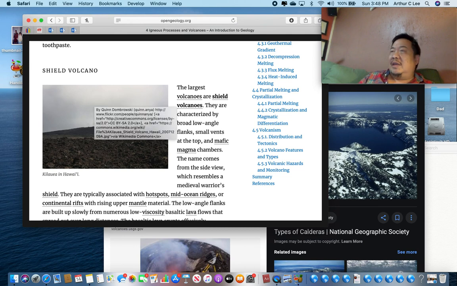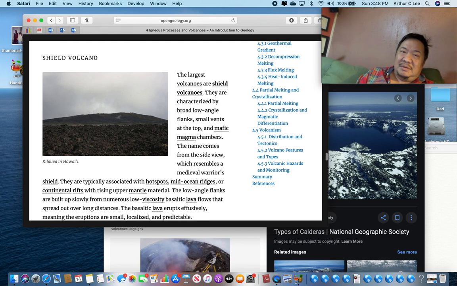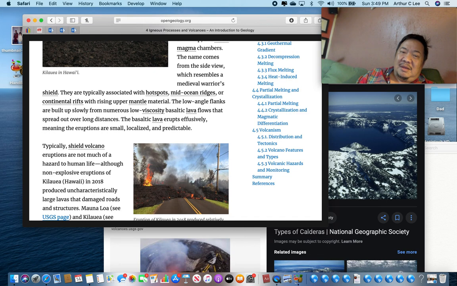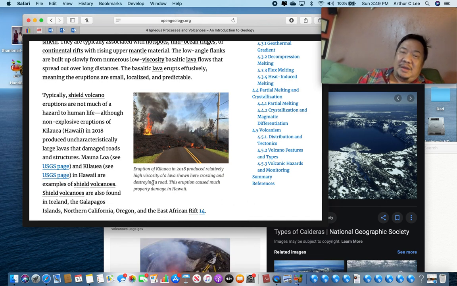Shield volcanoes, don't forget, they're made of basalt, mafic lavas of low viscosity, the largest volcanoes known to science. In Hawaii, we have many shield volcanoes, such as Kilauea. Here you can see this road getting covered by this basaltic lava. We have Mauna Loa, too.